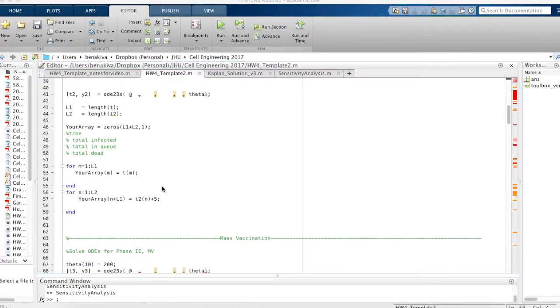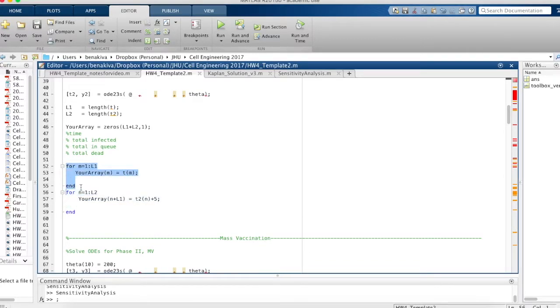Okay, and the way you're going to want to do this here is to loop over first all the time points in phase 1, so that's from 1 to L1, and for each time point you're going to add the specific value to your array. So for the time variable, you're just going to want all of the time points from phase 1. Then for the infected, you're going to want to add the total number of infected for each time point, which you should have, as I suggested, created an array that had the total number of infected for each time point from phase 1. So you can call that here.